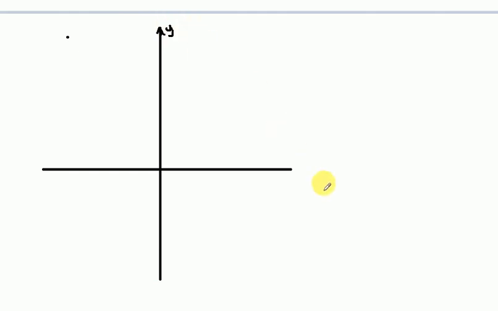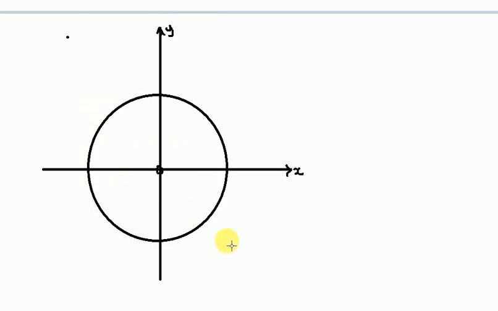This is the y-axis, and this is our x-axis, and right here will be my center. I'll try to draw it as 0. Okay, there. So we are focusing on the equation of the circle if it's centered at the origin. So we have to draw a circle which is centered at the origin.